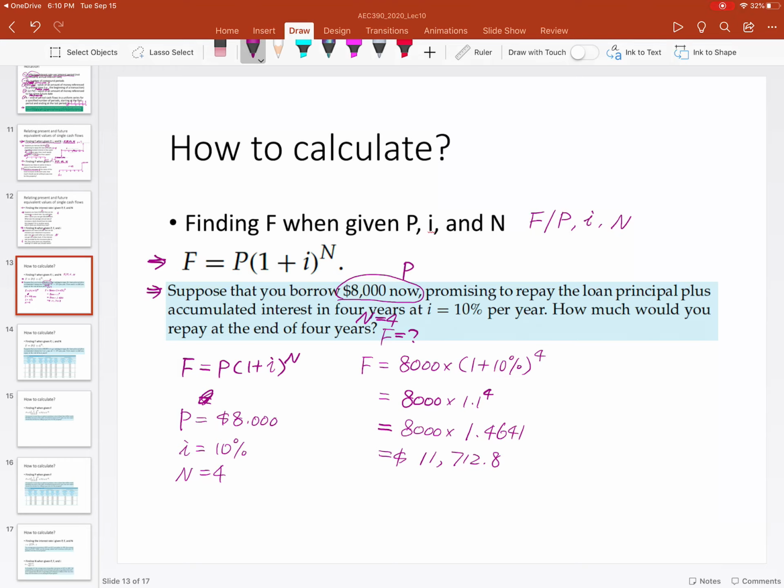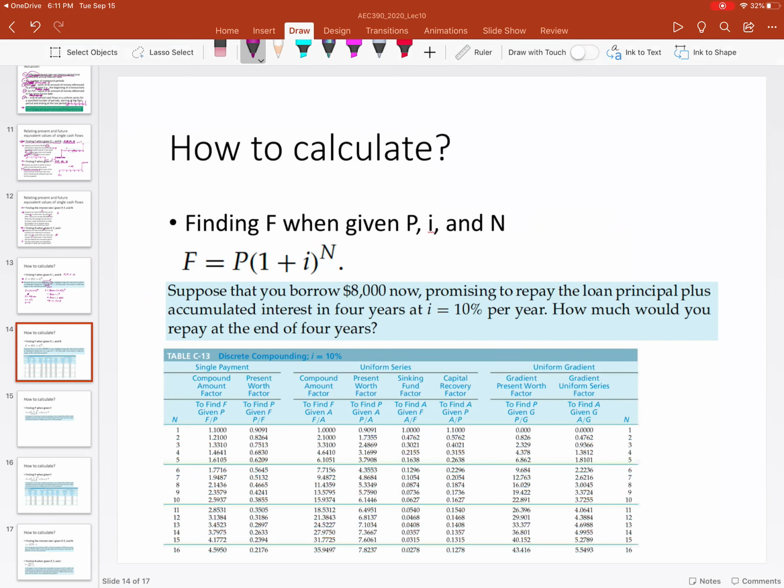What is your cash flow? You borrow 8,000 now, and you have to calculate the interest every year for 5 years at the I equals to 10%. That's your cash flow. How do you convert all of this to the future value? Well, this is how you do that. You use this equation.